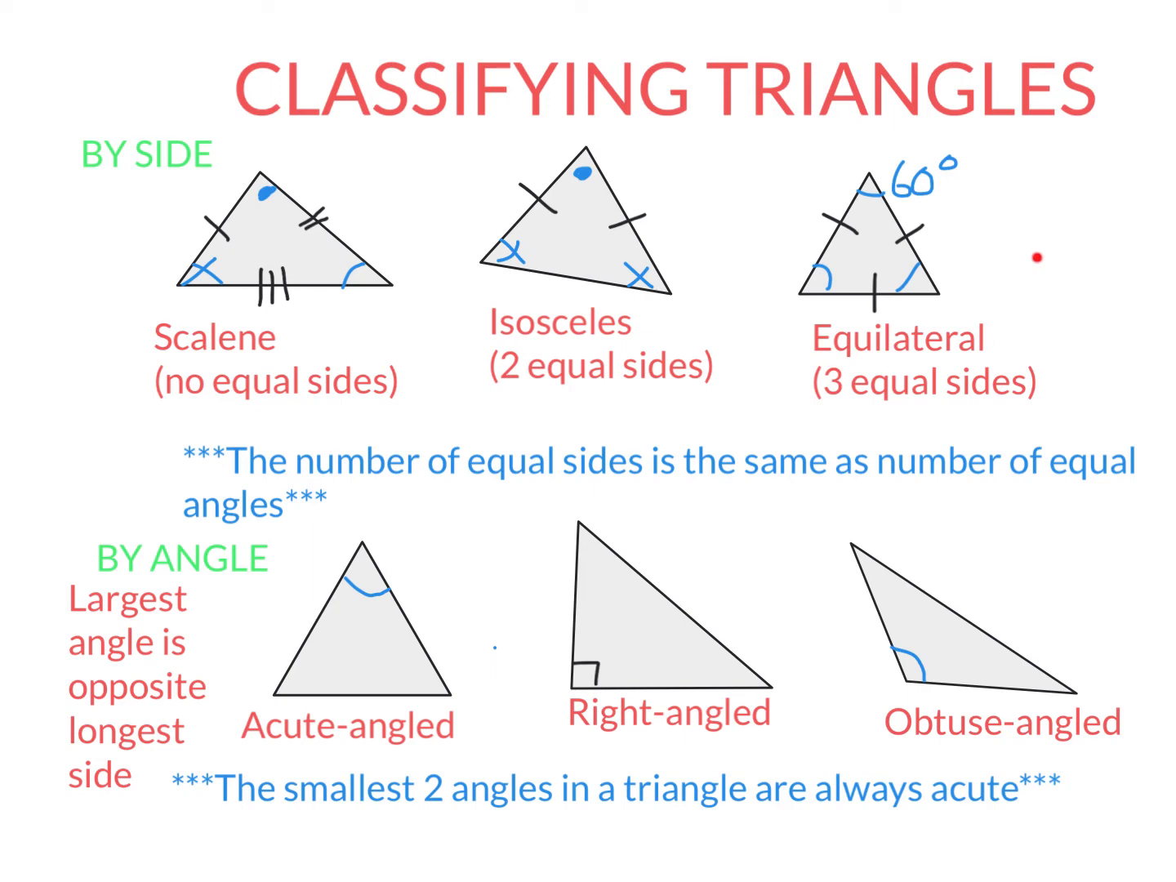Equilaterals are a bit different. Because their angles are always equal to 60 degrees, equilateral triangles are always acute angled. You can't have a right angled or an obtuse angled equilateral.